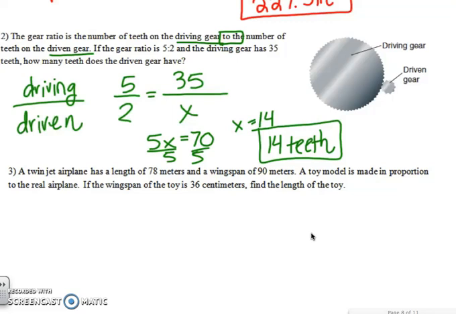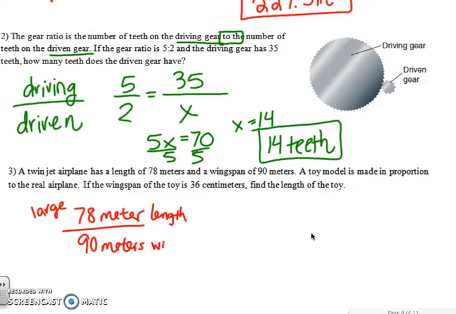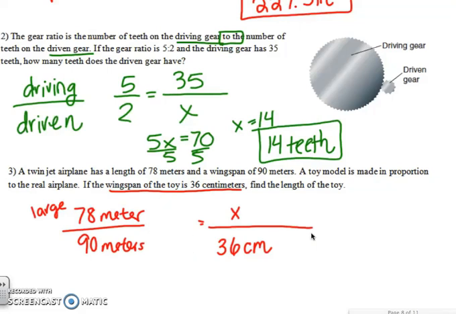So basically, if this is my large airplane, it had 78 meters in length, and then it had 90 meters for the wing. Okay, so I'm going to put length on top, then wingspan on bottom. And then the toy model, the wingspan was 36. So I need to put 36 on the bottom because that is my wingspan, and I'm looking for the length. Writing out the words length and wingspan is going to help you out. So I've got a proportion.